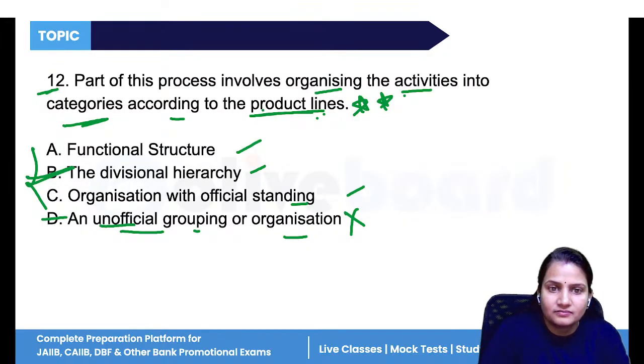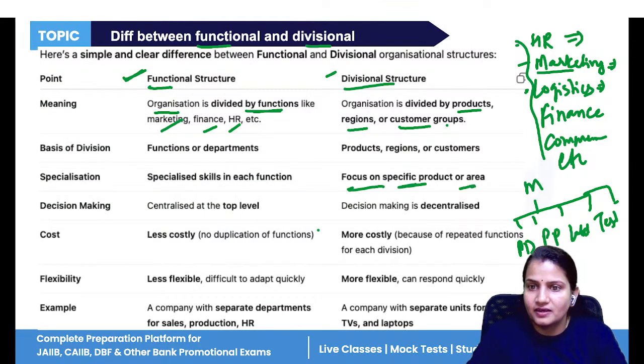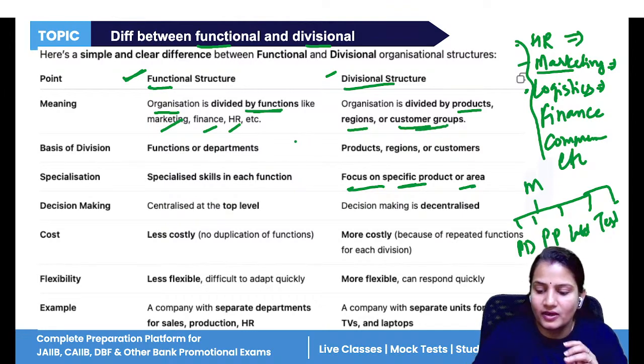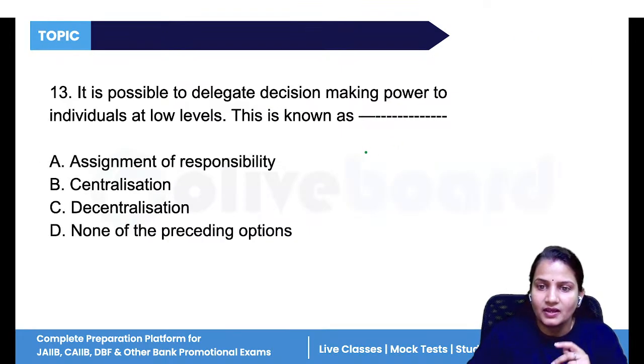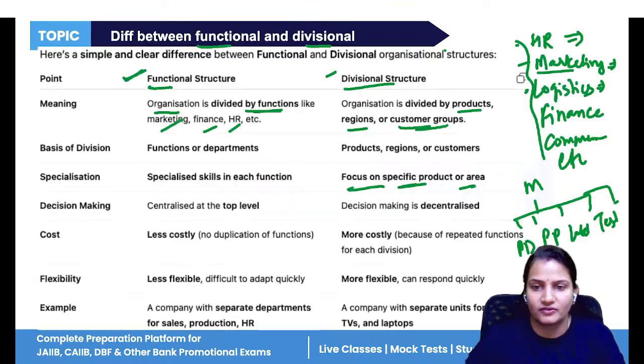When it says activities are divided into categories on the basis of product lines, it will be a part of divisional structure. It focuses on a specific product or area, like a specific customer group. Now you are making a product. The product is useful for teenagers, for old age people, for middle age people. Which type of customer are you targeting? That is on the basis of divisional structure.